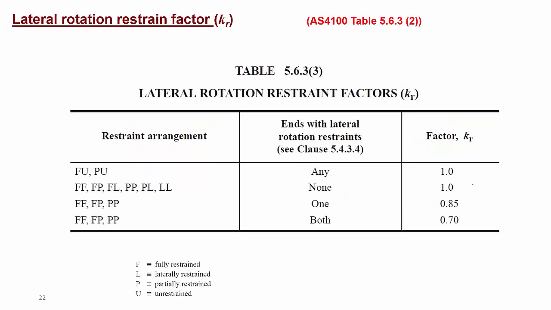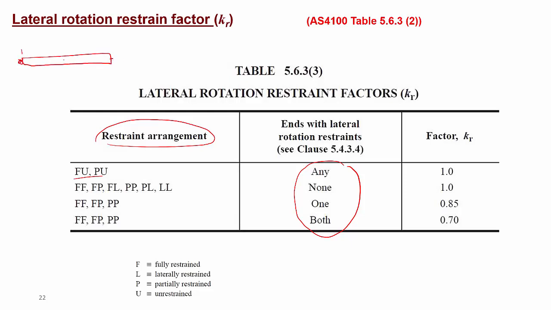Now finally, the K_R factor is a lateral rotation restraint. So whether the beam can move laterally at the end or not, that is the K_R factor. It depends on the end restraint condition of the beam, and whether there is any restraint at the end against moving laterally. If you're looking at the top view of your beam, with the supports like this, is there any resistance to rotate the beam laterally at that end? If you're looking from the top, can it rotate laterally at that point? That is called the K_R factor.